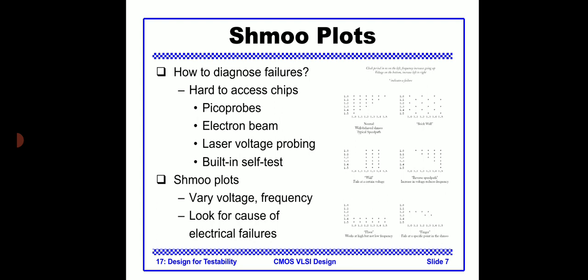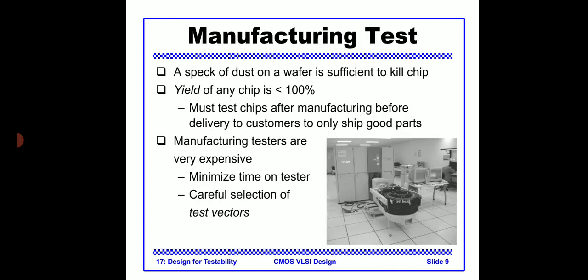First, it is very hard to access the chips, so we use pickup probes, electron beam, laser voltage probing, and built-in self-test. Also, these probes vary the voltage and frequency, and they look for the cause of the electrical failures. And the next one is manufacturing test.